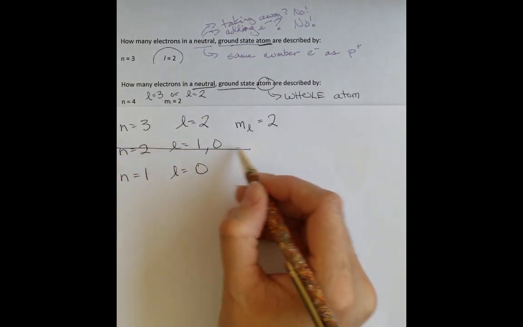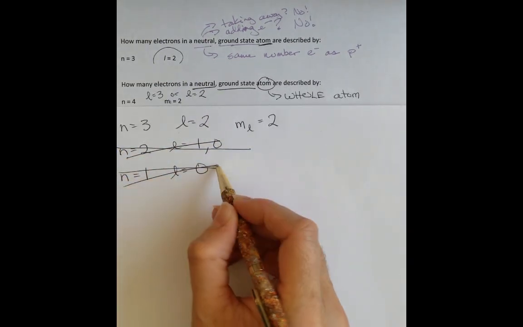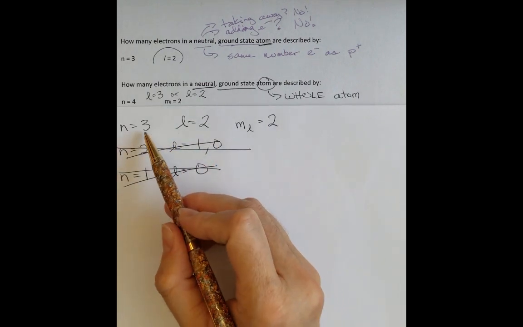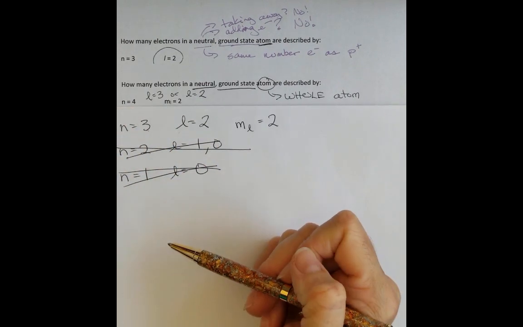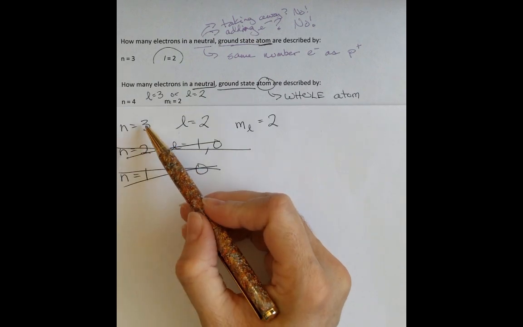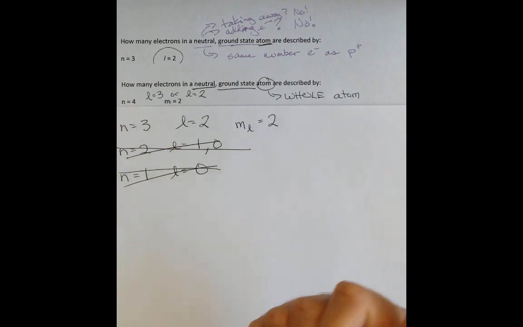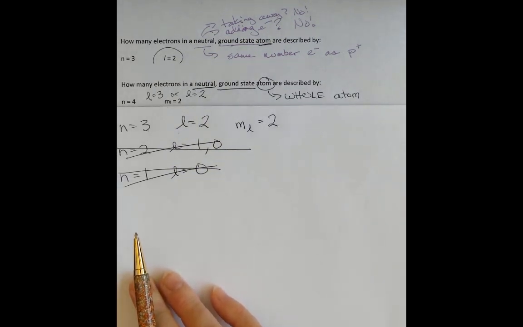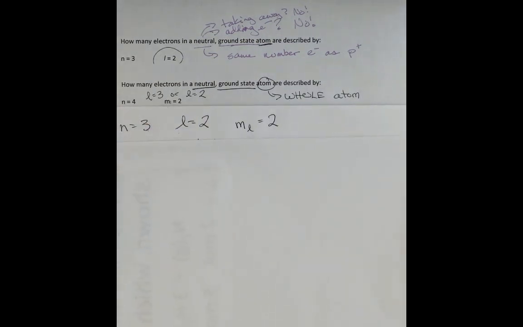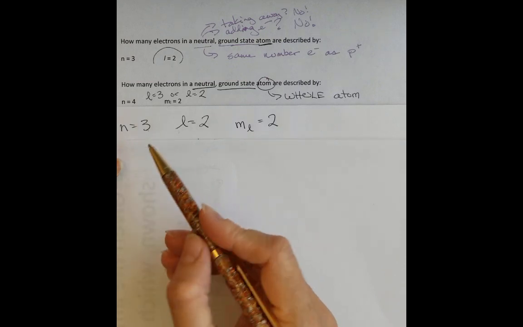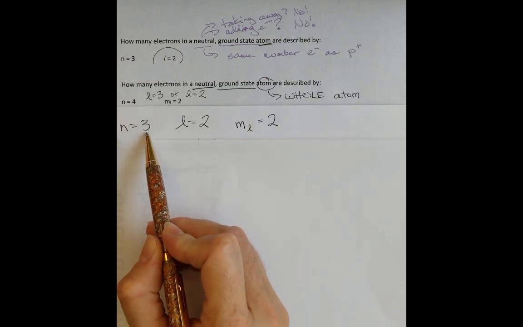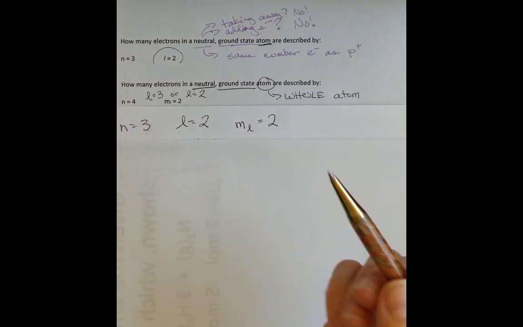So we don't have to worry about n equals 2, and we don't have to worry about n equals 1. But we are going to have to worry about n equals 4 and n equals 3. So there are two different shells we have to take into consideration to do this problem. Now, since we have that, we're going to go ahead and start with the smaller one. We're going to start with our n equal to 3. We're going to come back to n equal 4.